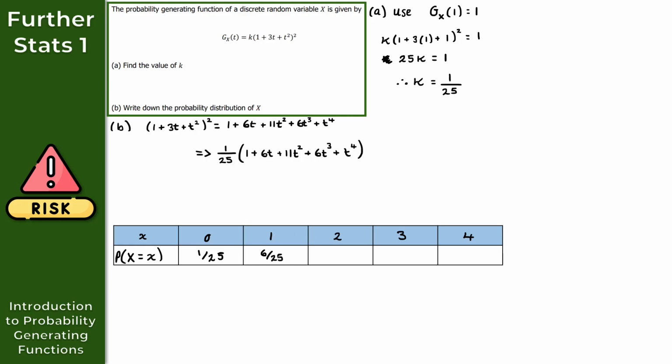So like you can see here, nothing challenging. For the next one we get 11 over 25. Keep going here, 6t cubed, we then multiply by 1 over 25, so I get 6 over 25 again. And then finally we've got t to the power of 4 here times 1 over 25. So again, I get 1 over 25 there. Okay, and there we have it. So nice and straightforward. That gives us the solution to part B, and that gives us the solution there to the very last question, question 3. And that actually brings us to the end of this video on an introduction to probability generating functions.